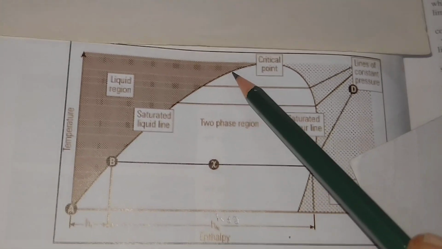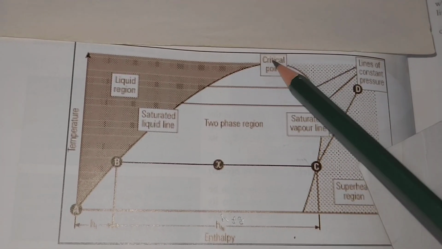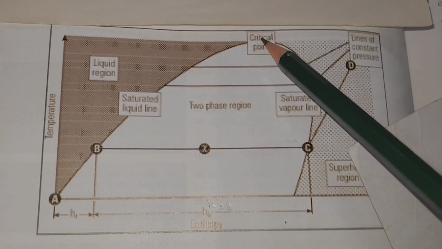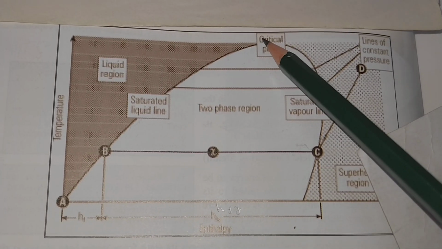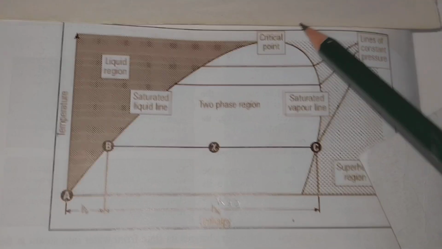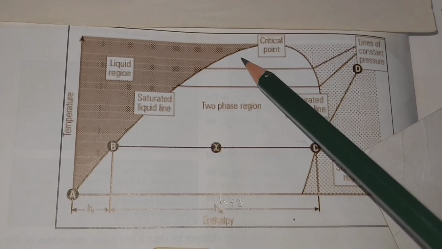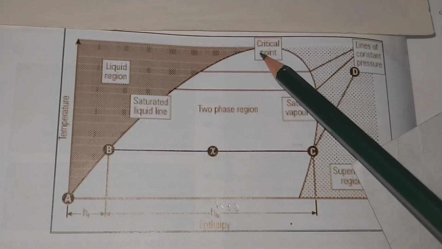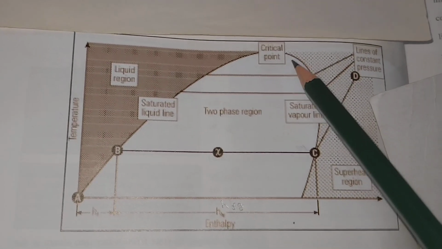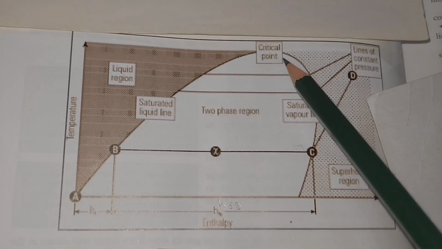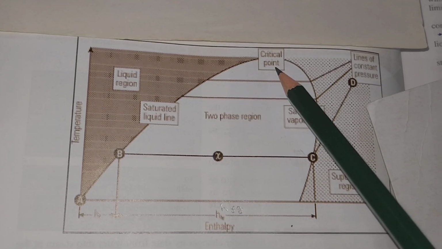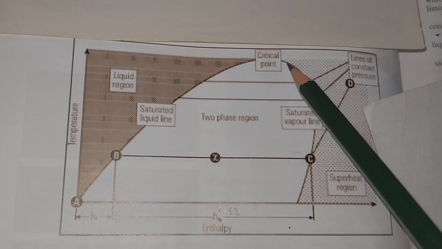The point at which the saturated liquid and saturated vapor lines meet is known as the critical point. As the pressure increases towards the critical point, the enthalpy of evaporation decreases until it becomes zero at the critical point. This suggests that water changes directly into saturated steam at the critical point. Above the critical point, only gas may exist.